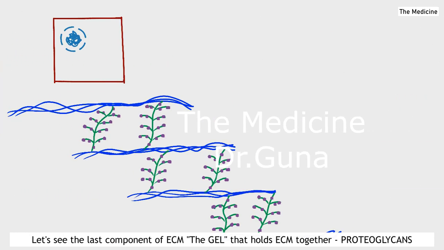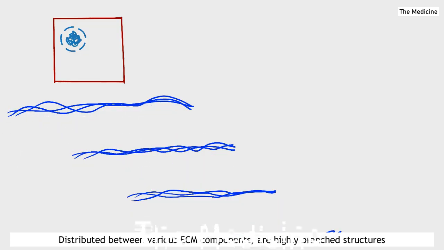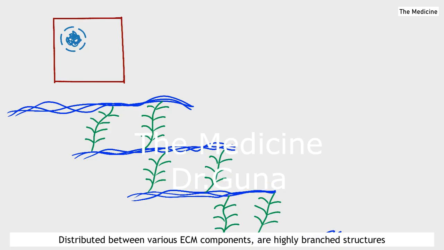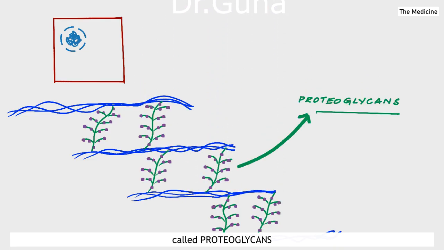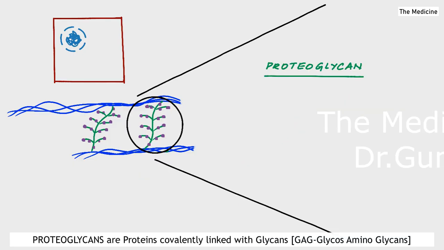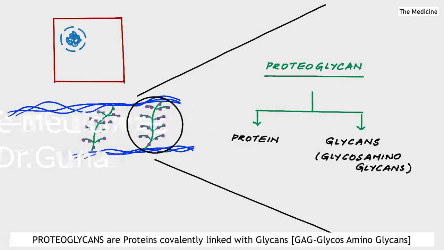Let's see the last component of ECM, the gel that holds the ECM together, proteoglycans. Distributed between various ECM components are highly branched structures called proteoglycans. Proteoglycans are proteins covalently linked with glycans, glycosaminoglycans.